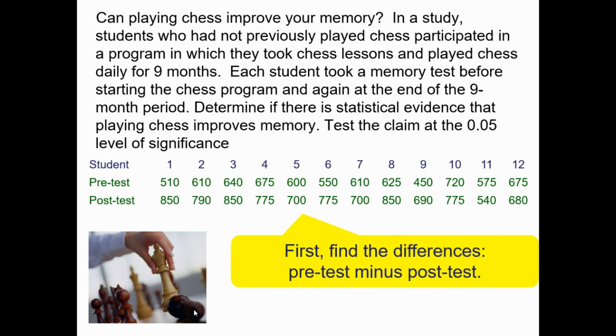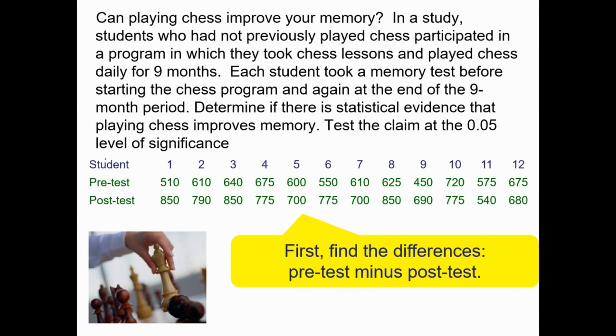Each student took a memory test before starting, and then at the end of the 9-month program, they took another memory test. They asked us to determine if there is statistical evidence that playing chess improves memory. So the first thing we need to do is find the differences. And to do that, even though this to me is totally backwards, we're going to do pre-test minus post-test. Completely backwards, but I didn't write the example.